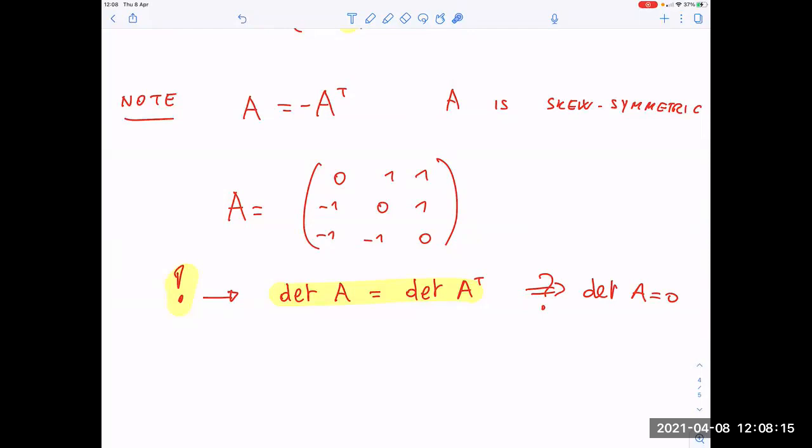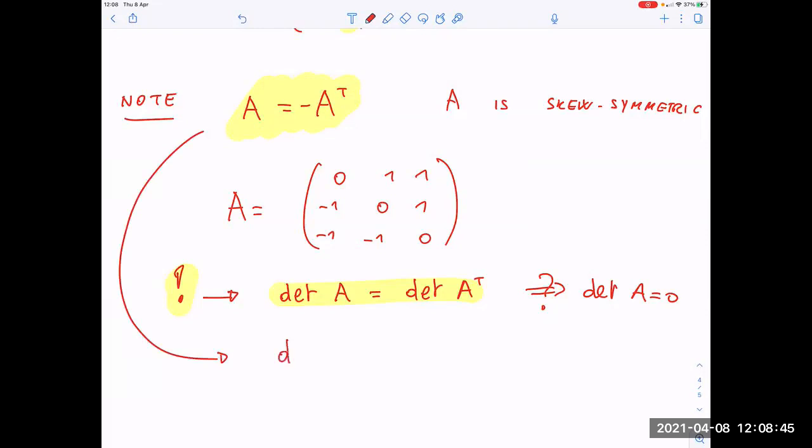Using the fact that the matrix is skew-symmetric. Yes, in some sense, what happens is coming from what is written here. So take this as a kind of preview.